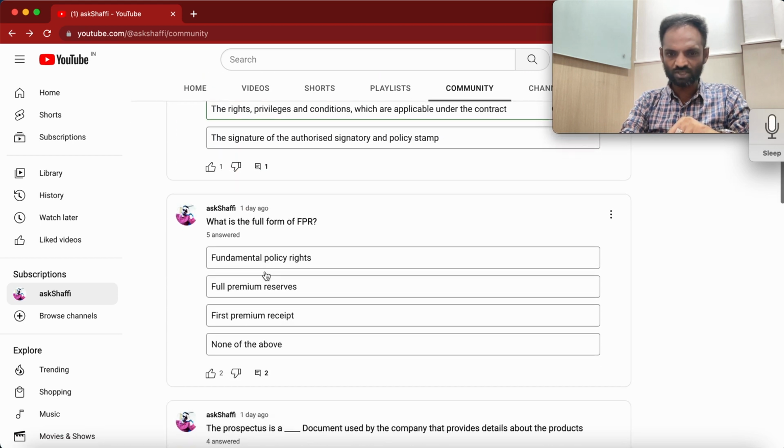Okay. So what is the full form of FPR? FPR is nothing but first premium receipt. The receipt that you receive the moment your policy proposal is accepted by the insurance company. That is very popularly called FPR. Let us see where it is. First premium receipt, full premium reserves, fundamental policy rights, none of the above. So the third option is the correct one. Yes, we are correct.